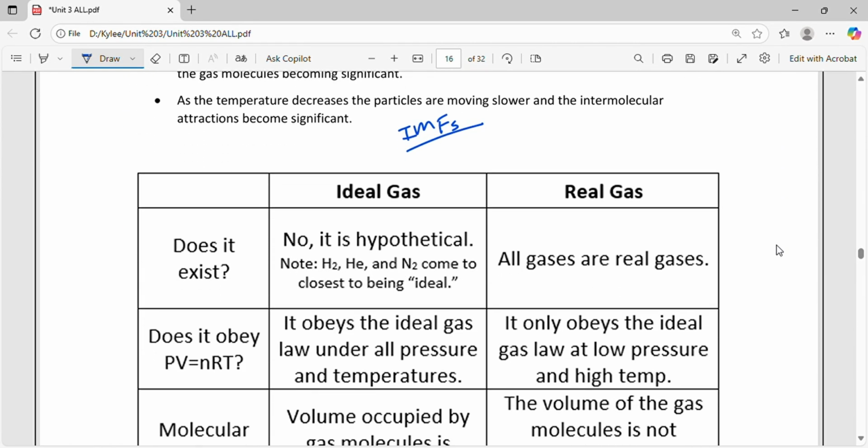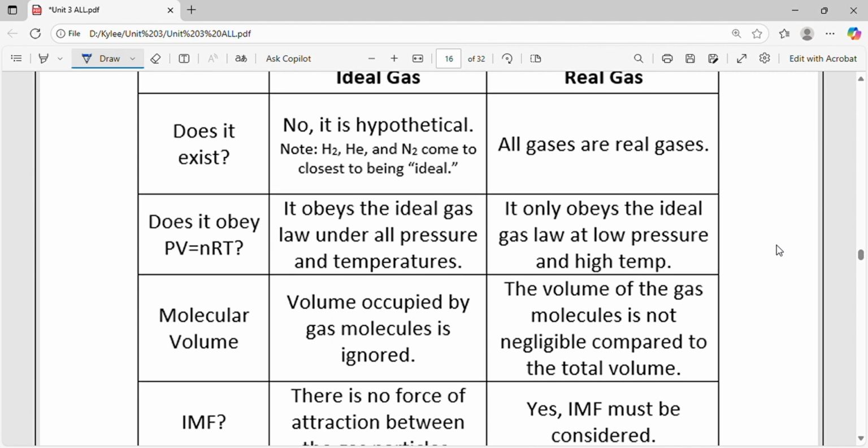So this little chart summarizes those concepts. So, does it exist? Ideal gases do not exist. It's a hypothetical. And the gases that come closest to being, quote, ideal are hydrogen, helium, and nitrogen. But again, that's behaving ideally, because an ideal gas is a hypothetical pretend situation where everything is perfect and IMFs don't exist. In real life, all gases are real gases, and they do experience IMFs.